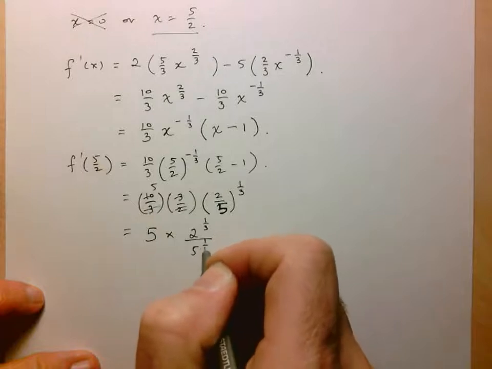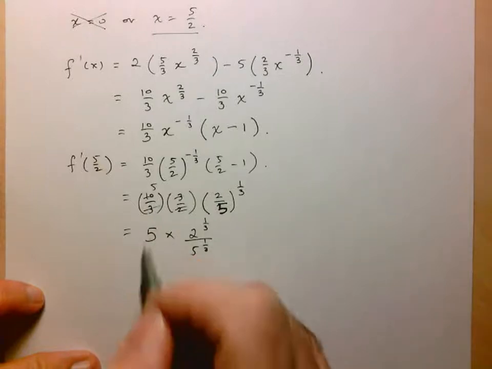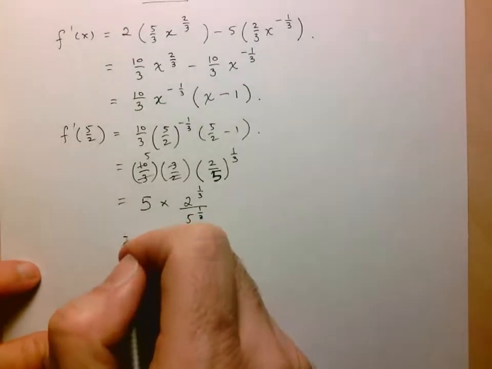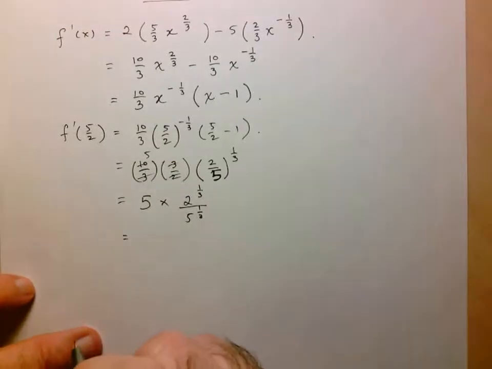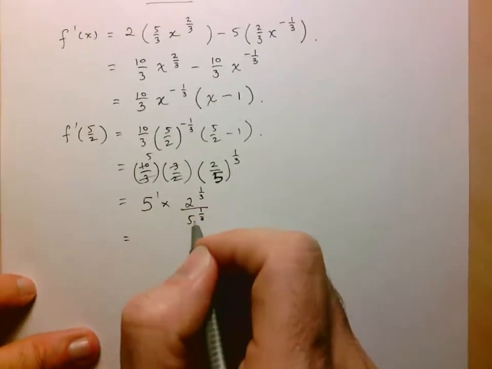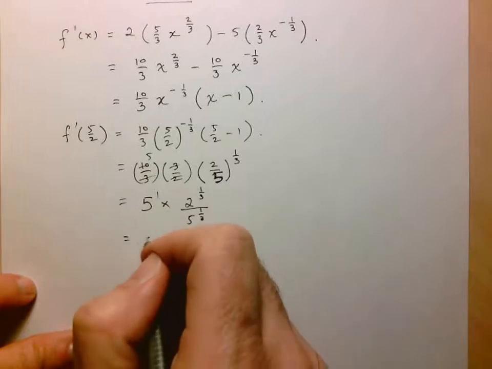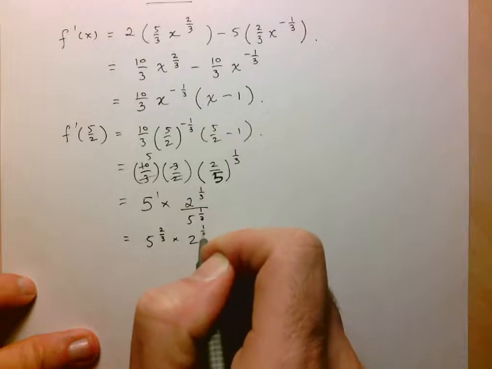5 to the 1/3. Why do I do that? Because I notice that I've got the same base, and I can apply my exponent rules to simplify this here. Okay, so this question here is really testing out our algebra skills. So here, 5 to the 1 divided by 5 to the 1/3. So 1 minus 1/3 is 2/3. So I've got 5 to the 2/3 times 2 to the 1/3.